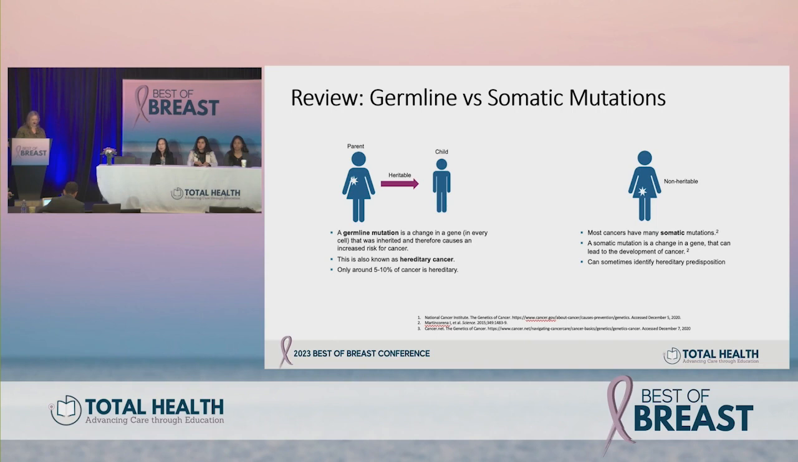Somatic mutation, however, refers to those that occurred after conception that can cause cancers, and also certain germline mutations can predispose to certain types of breast cancer. For example, BRCA1 mutation tends to have triple negative breast cancer.